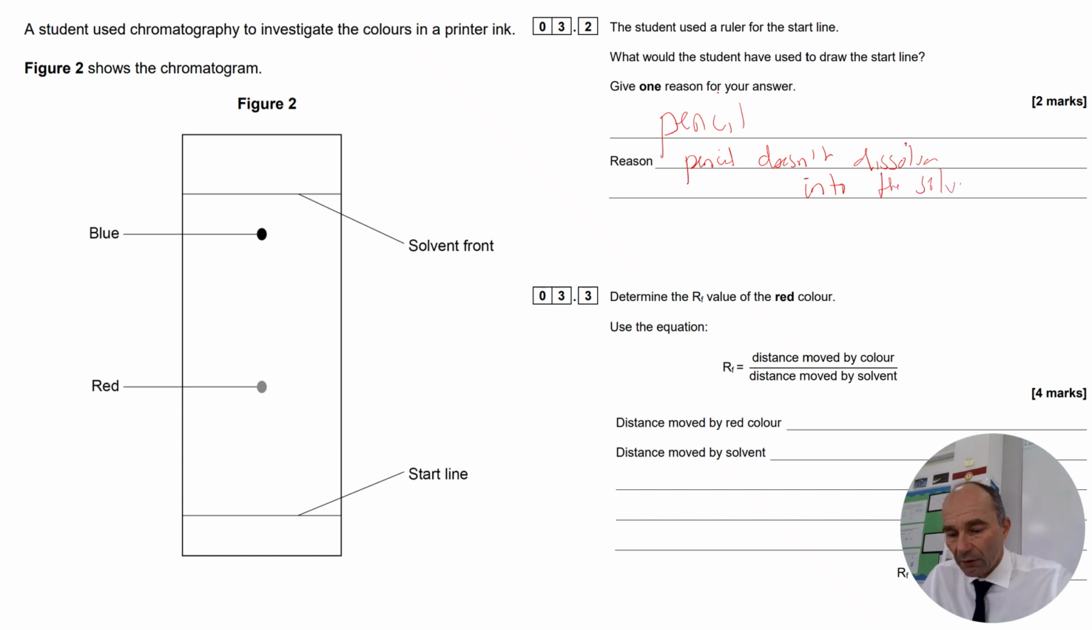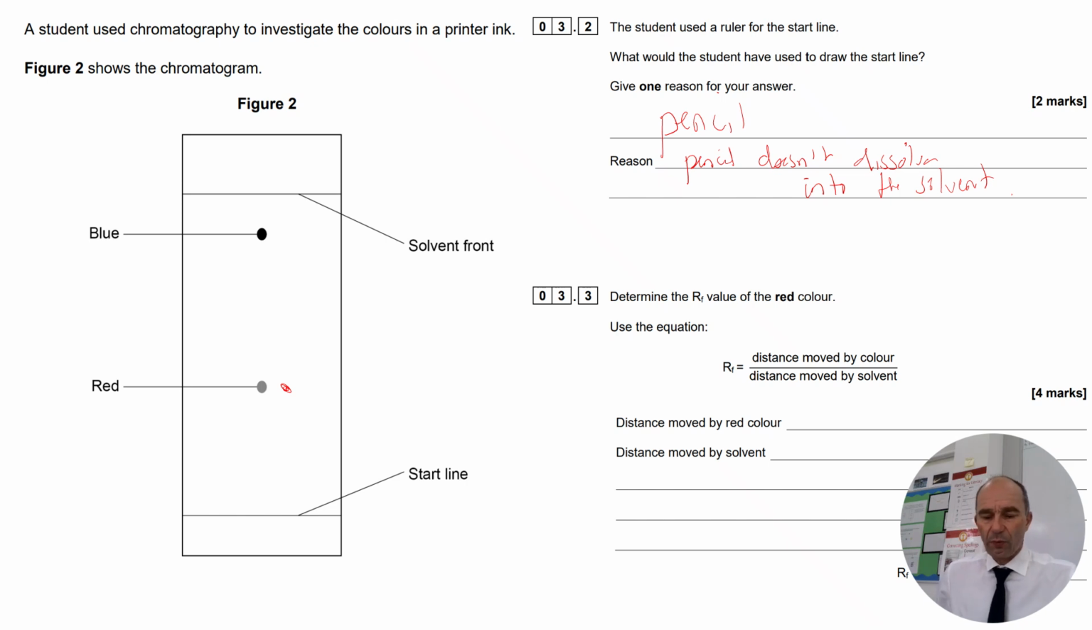So that's just going to, because if it did, it would just add impurities to the answer, and it would affect your results. Now, you've got to determine the RF value of the red colour. So it's this red dot here. And we're going to calculate the RF value, and they're even giving you the formula. So the distance moved by the colour divided by the distance moved by the solvent. It even breaks it down.